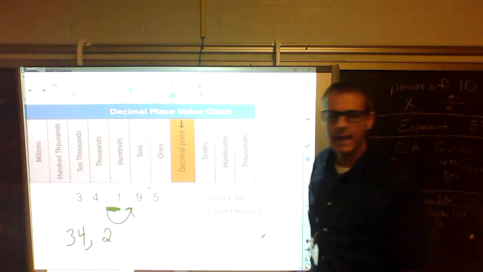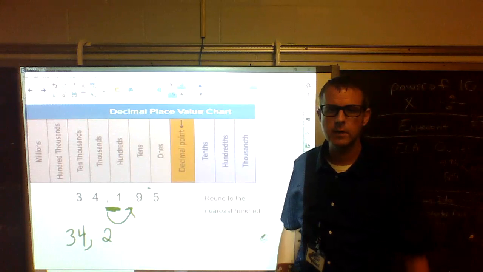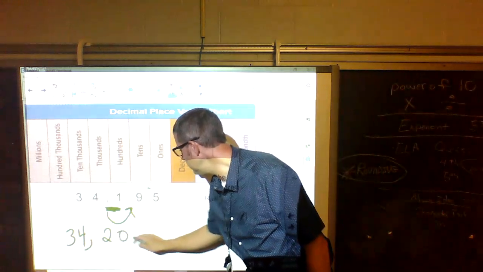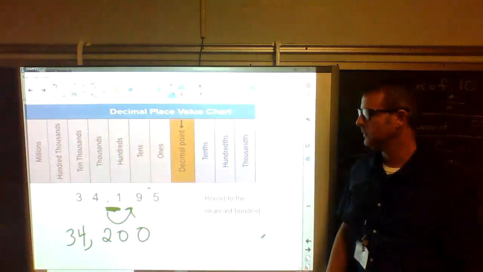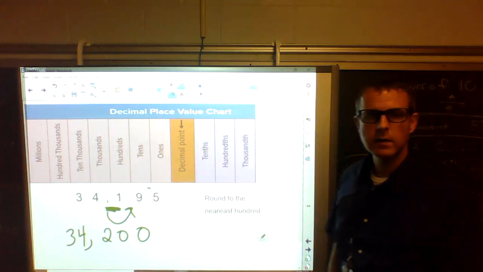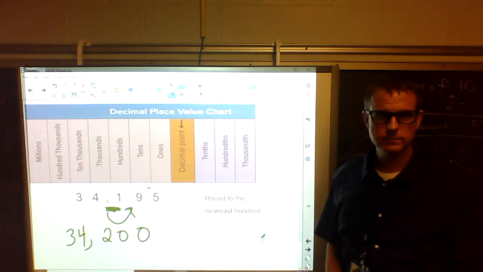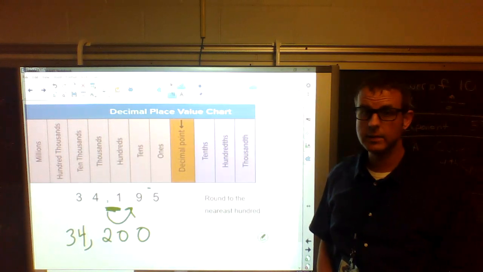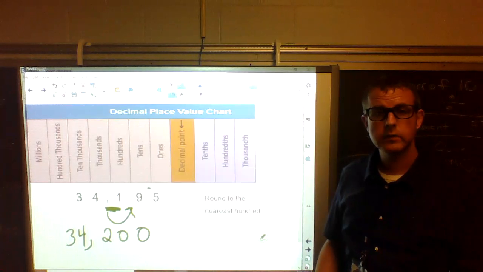Now anything after the 2, we just turn to zeros. So these remaining 2 columns, we make 0. So we've rounded it to 34,200. And we're finished with this one. That's all we do. So let's do another one.